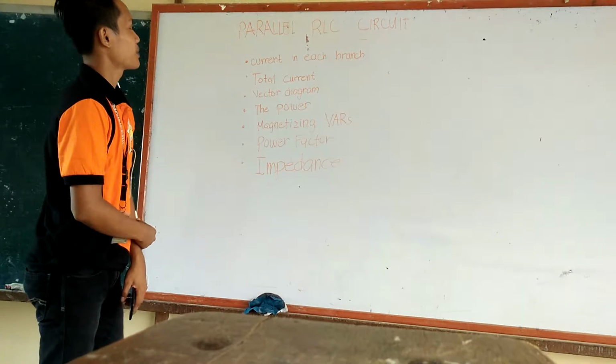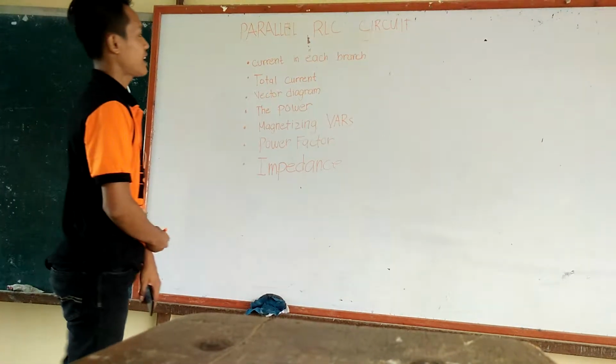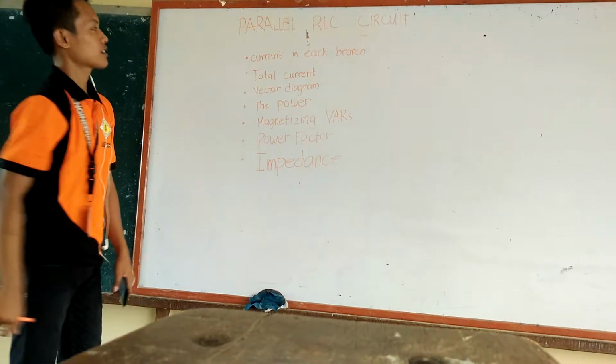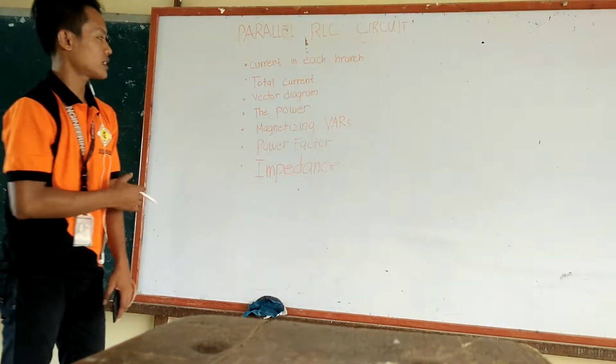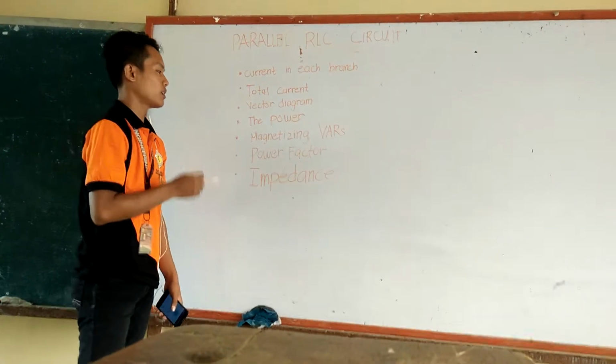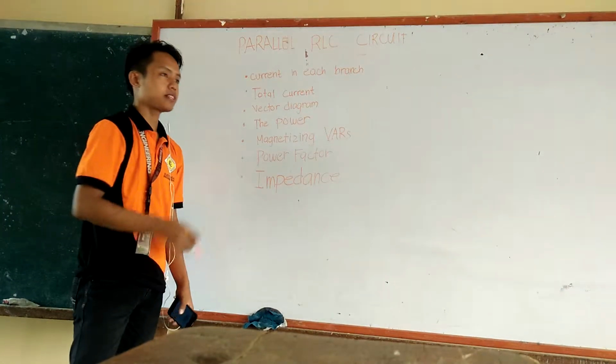I'm here to discuss the parallel RLC circuit. In this circuit analysis, we're talking about the current in each branch, total current in the circuit, vector diagram, the power, the magnetizing bars, and power factor and impedance.